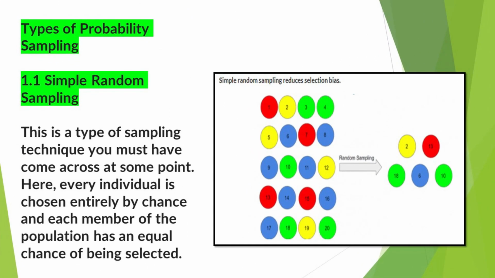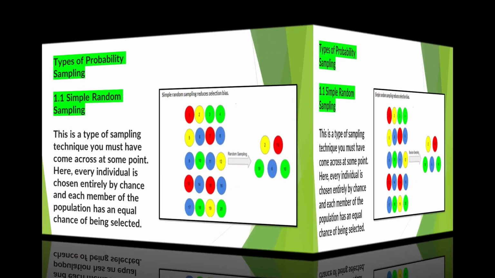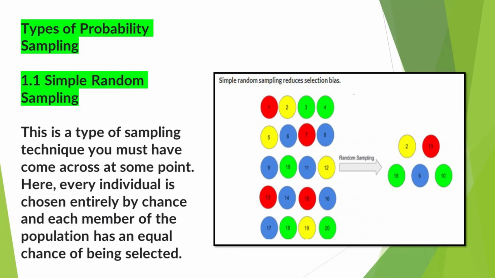Now coming to the first type of probability sampling, that is simple random sampling. So this is a type of sampling technique you must have come across at some point. Here every individual is chosen entirely by chance and each member of the population has equal chance of being selected. As you can see in the image on the right side, 5 balls out of 20 are selected randomly.